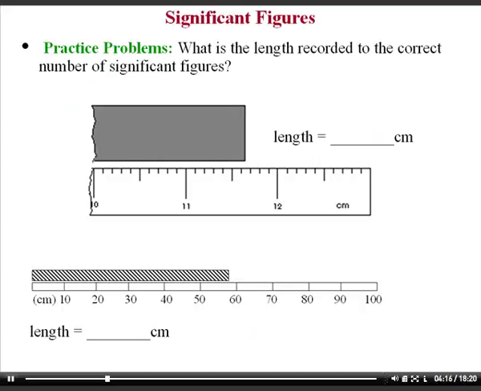Here is an object placed on a ruler. It's measured in centimeters. We definitely know it's 11 centimeters, and we definitely know it's at least 11.6 centimeters, but that last digit we have to estimate. So we're going to say it's, let's say, 11.65 centimeters.